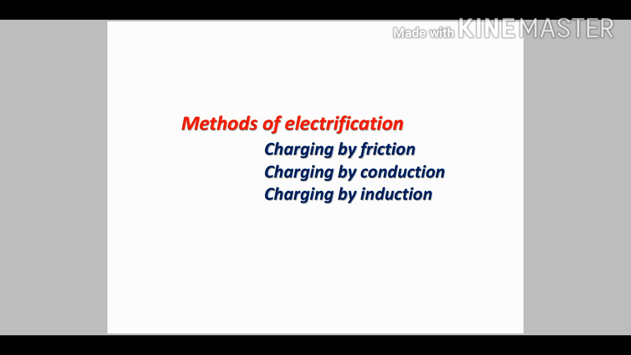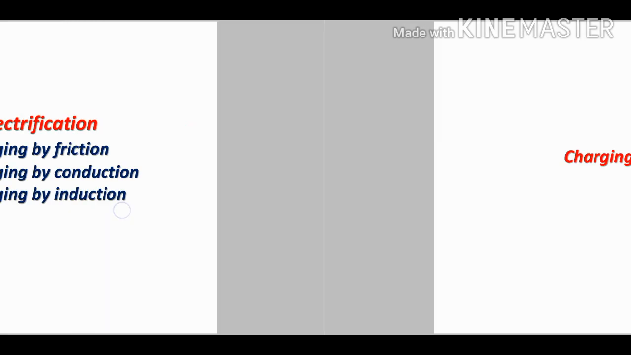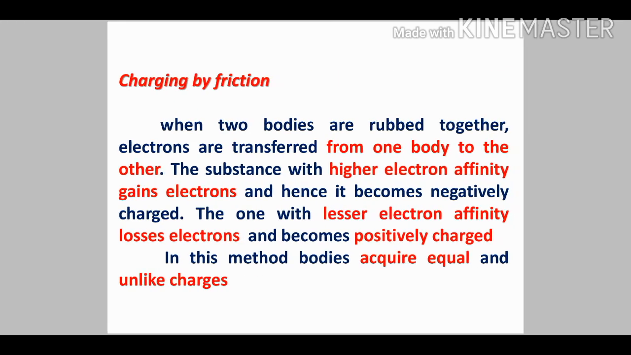Methods of electrification. So how can we convert a neutral body into a charged body? By following these three methods. First one is charging by friction. Second one is charging by conduction. And third one is charging by induction. Now we'll see the first method, charging by friction.